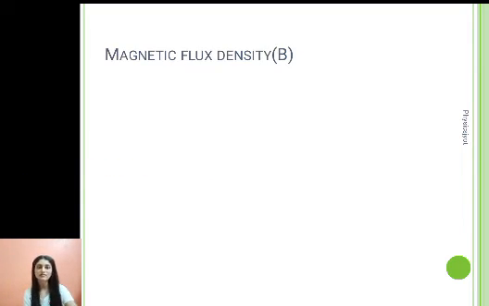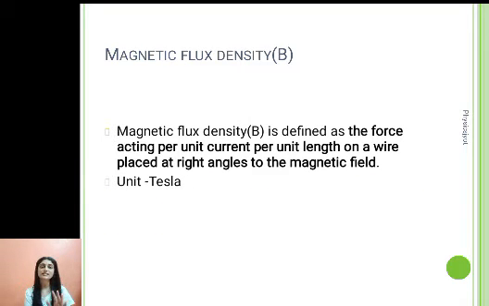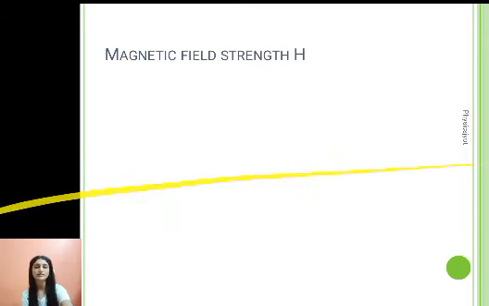So what is magnetic flux density? Magnetic flux density is defined as the force acting per unit current per unit length on a wire placed at right angles to the magnetic field. Its unit is Tesla. What is magnetic field strength?